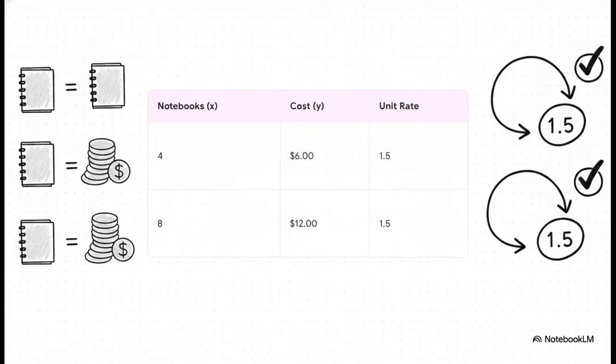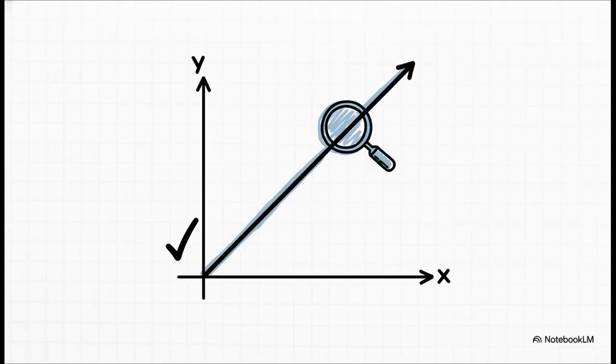Think about it like this. Say you're buying notebooks for school. If you buy 4 notebooks, it costs you $6. If you buy 8 notebooks, it costs $12. To figure out if this is proportional, we just divide the y value, the cost, by the x value, the number of notebooks. 6 divided by 4, that's 1.5. 12 divided by 8, also 1.5. Because we hit that constant unit rate of $1.50 every single time, we've mathematically proven this is a truly proportional relationship.